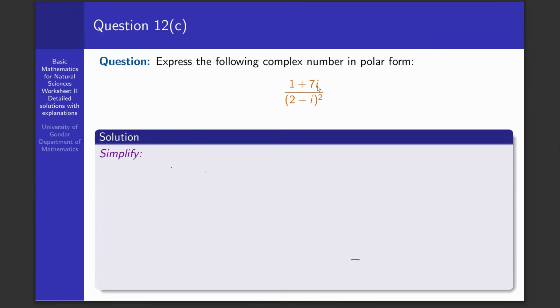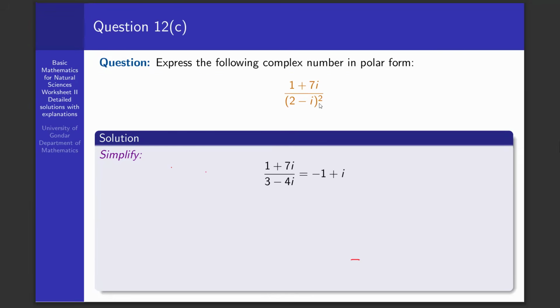When you do this, first we have to simplify the denominator. So that 1 plus 7i over 3 minus 4i, that is the square of 2 minus i, I think, 3 minus 4i. And then when we multiply this one both sides by the complex conjugate of this one, we have obtained minus 1 plus i. So the polar form would be, as we have seen in the previous question, in order to write the polar form of this complex number, we have to determine its modulus and the argument.